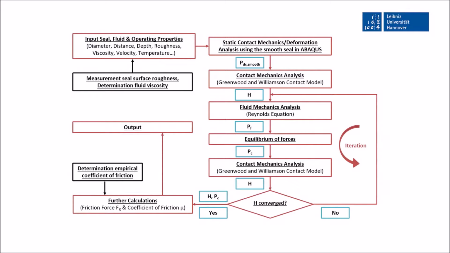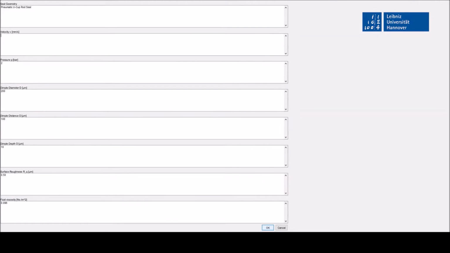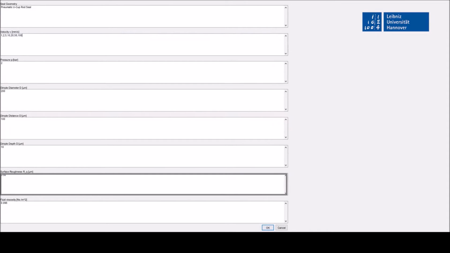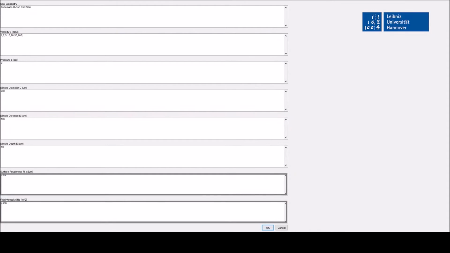The simulation steps are indicated in the red boxes, while the transfer parameters from one simulation step to the next are shown in the blue boxes. Initially, the seal, fluid, and operating conditions, like the seal geometry, the velocity, and the dimple textures, are specified. Some of the input parameters, such as the seal surface roughness and the fluid viscosity, are based on experimental measurements which were performed in a previous step.